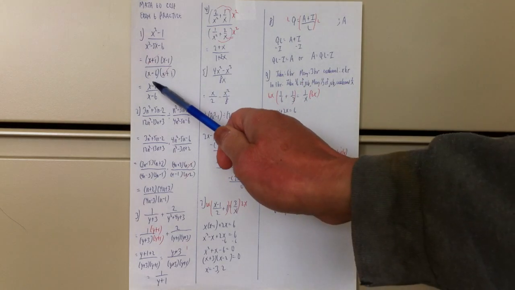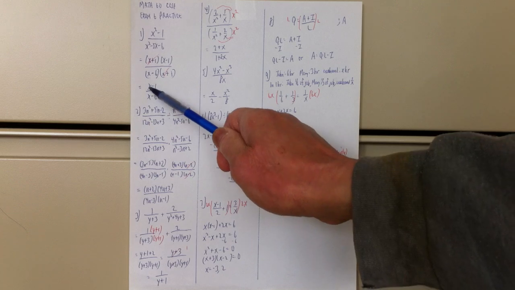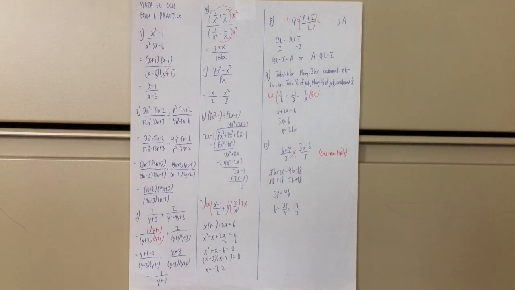Once again, you're not allowed to cancel the x's here. Once you add or subtract something in either the numerator or the denominator, you cannot go any farther.